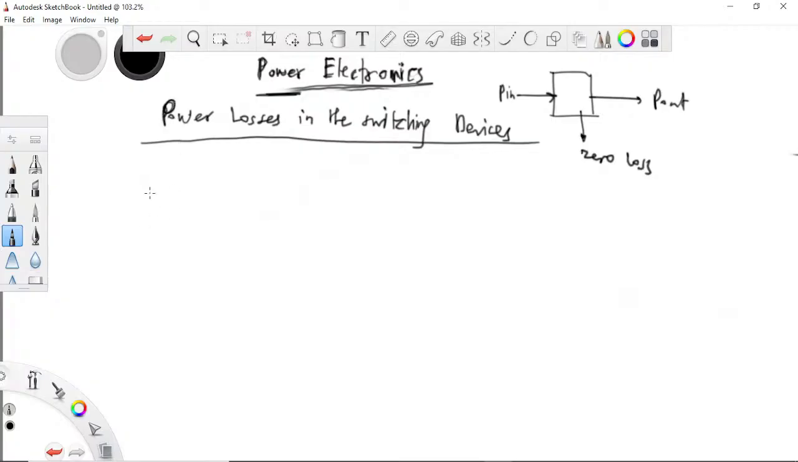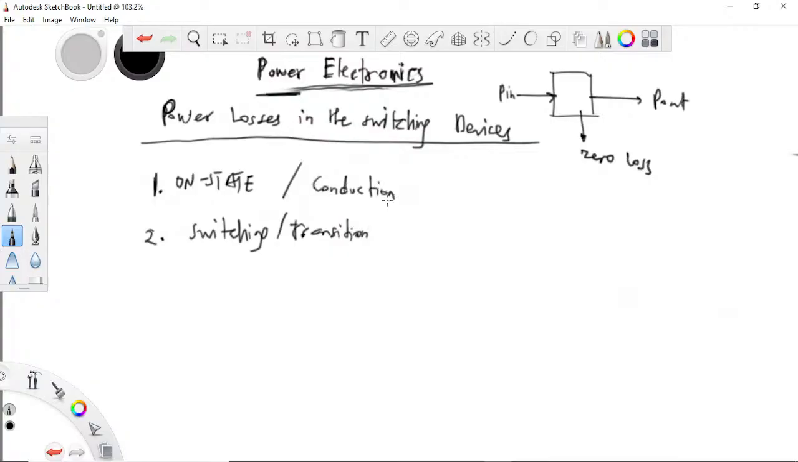Now, there are three types of power losses in switching devices. By virtue of the fact that the switch is on, there is an on state loss. So first we have on state loss. Secondly, you are turning it on and off, so during the transition we have another loss called the switching loss. So it's called the switching or transition loss. We have the on state or conduction loss.